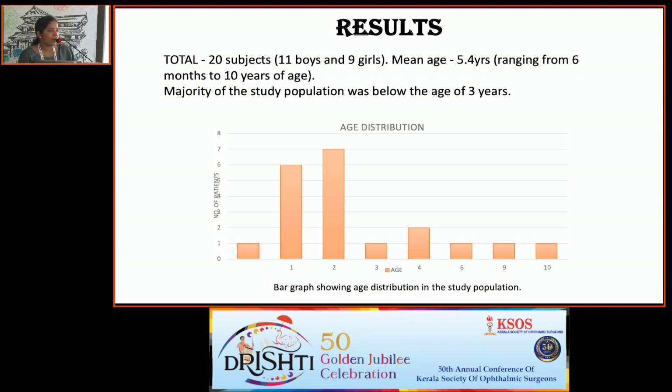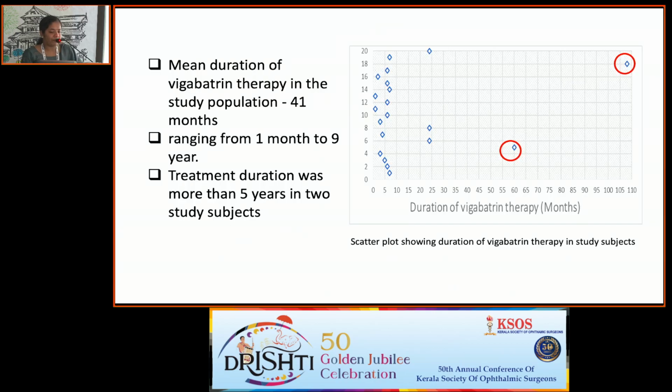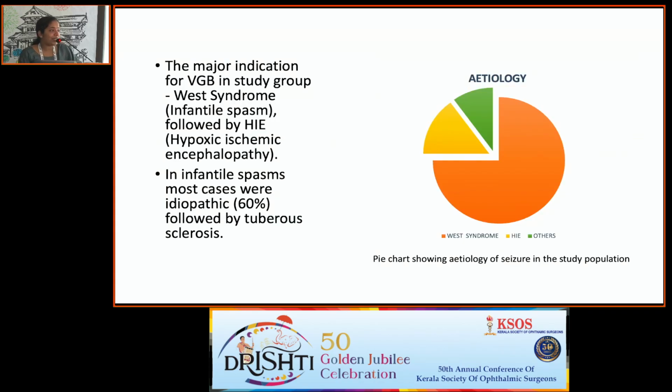So coming to the results, out of the total 20 subjects, which included 11 boys and 9 girls, the mean age of the study population was 5.4 years, and the majority of the study population was below the age of 3 years. Mean duration of therapy in our study population was 41 months, which was ranging from about 1 month to 9 years. Only 2 study subjects had a longer duration of therapy of more than 5 years. The major indication of the drug in our study population was West syndrome or infantile spasm, followed by hypoxic ischemic encephalopathy. And in the study group of infantile spasm, the etiology was mainly idiopathic, followed by tuberous sclerosis.